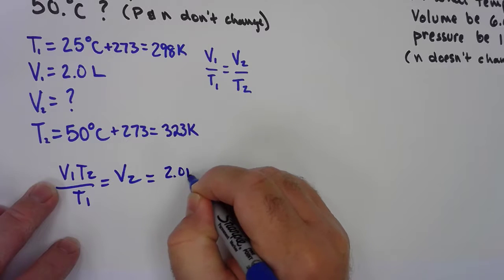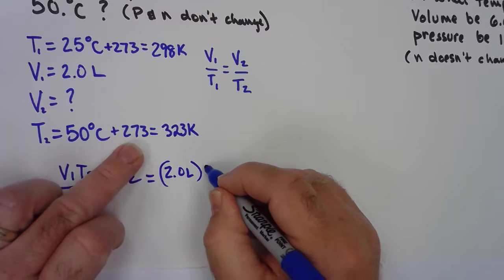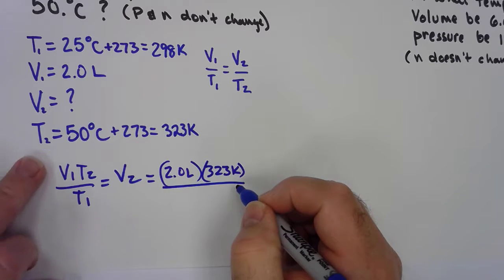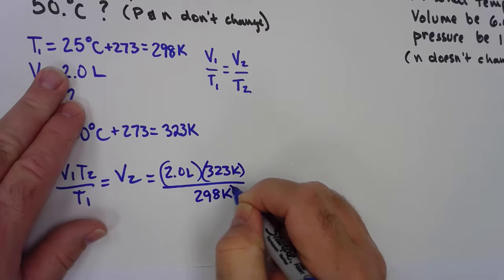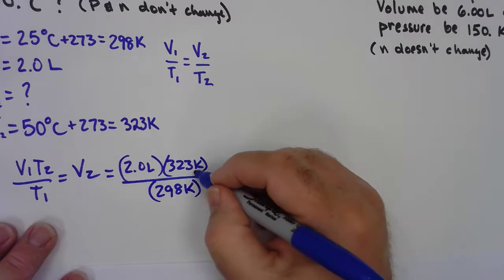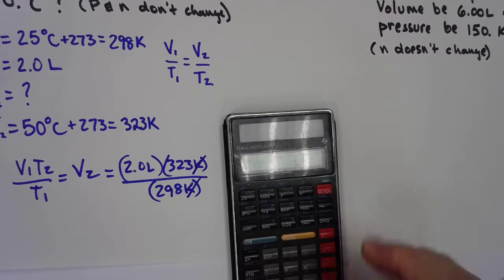V1, 2 liters, times T2 over T1. And I like to line it up so that I can tell pretty quickly what's going to cancel. I have misplaced my calculator. There it is. I'm ready to do the math.